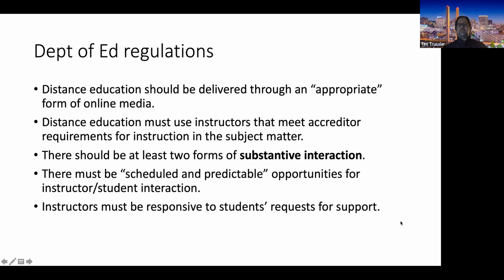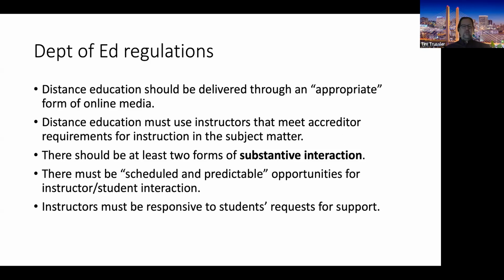Here's how the Department of Education defines regular and substantive interaction. Distance education should be delivered through an appropriate form of online media. Don't worry about that. You guys are using Canvas. That's talking about they actually had to define what appropriate media was. So we can skip that one. Distance education must use instructors that meet accreditor requirements for instruction. Again, we're going to skip that. That's the WGU issue right there, is if you have an advisor, do they actually count as faculty or not? So that's what that bullet point is about.